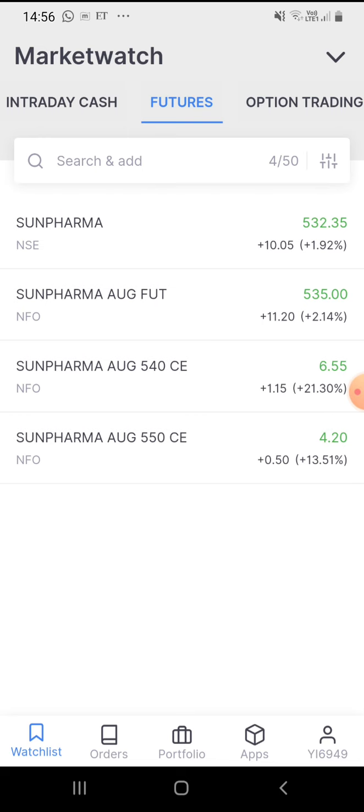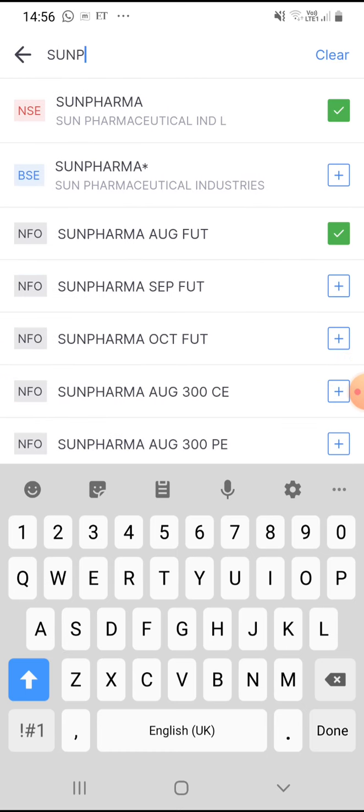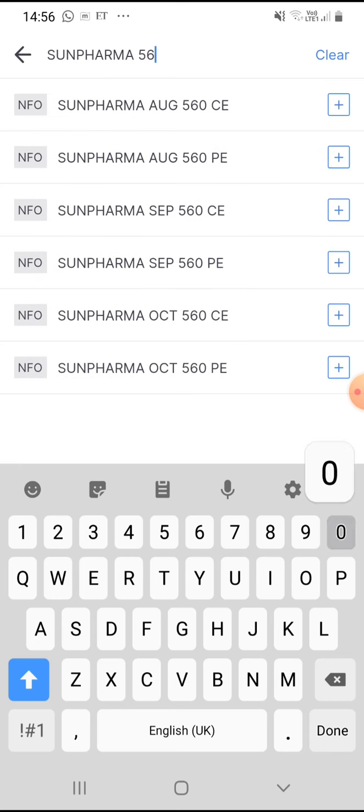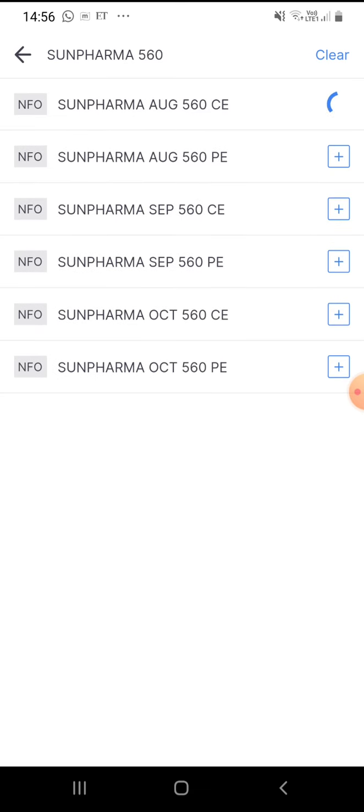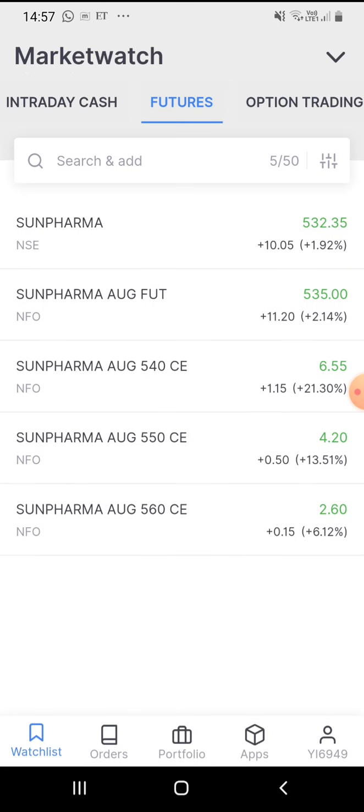Here we are just giving a small premium. All the strikes will have a separate value. You can see that for 540 the value is 6.55. For 550 the value is 4.20. If the value is 560, let's try Sun Pharma 560. It has another value. So Sun Pharma has a value.